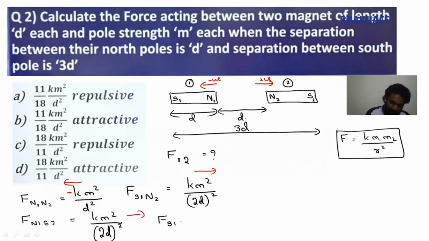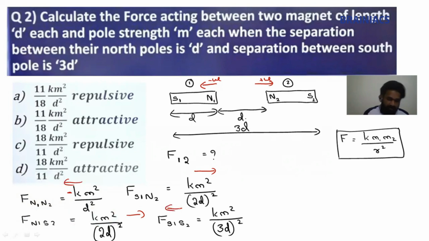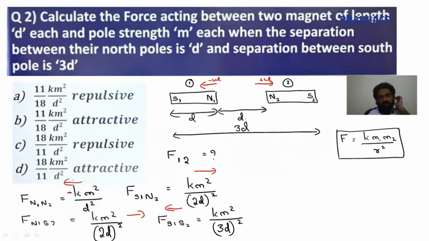Now next one, force on S1 due to S2. So K M square, and the distance between them is 3D, all square, and it is repulsive also, so this direction is the force. So there are attractive forces and repulsive forces, all of them in the left and right directions. So we need to find the net force.